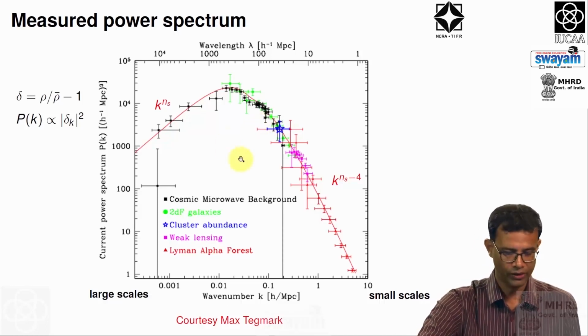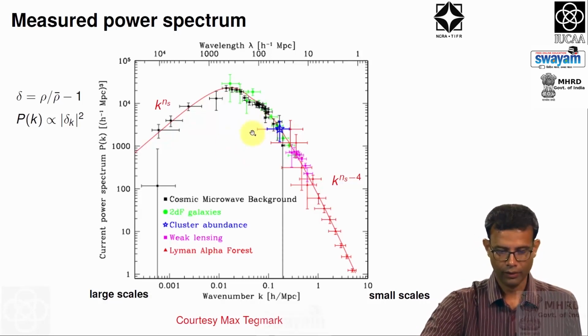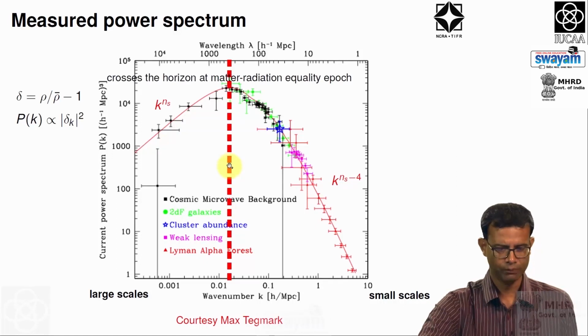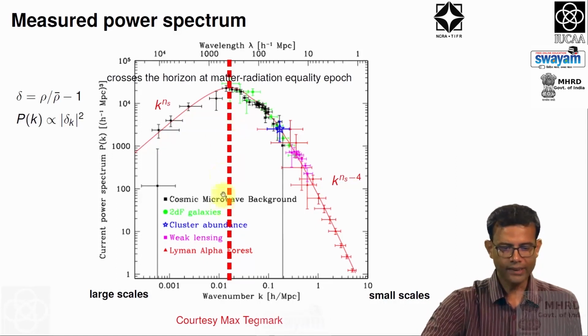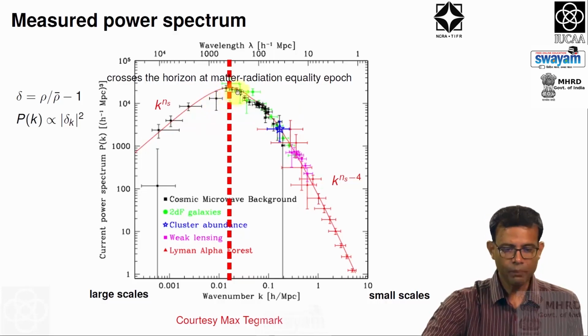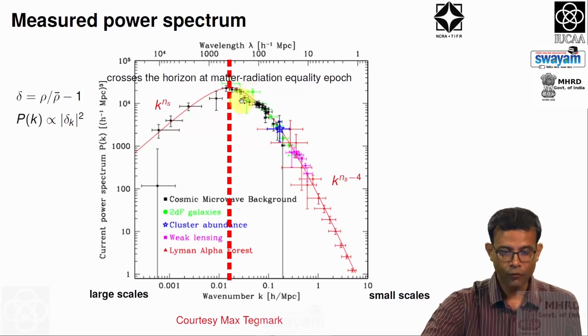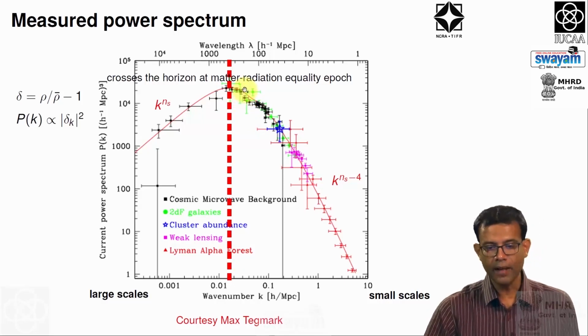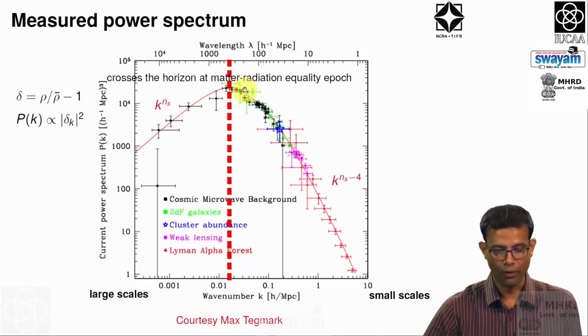and obviously it matches with observations which come from various kinds of experiments. You can ask what, for example, this peak represents. This peak actually represents the mode, the value of k, which enters the horizon or crosses the horizon at exactly the matter radiation equality epoch.